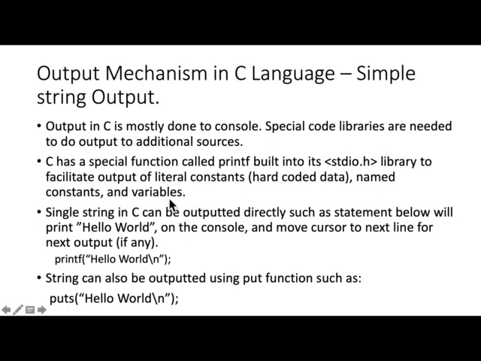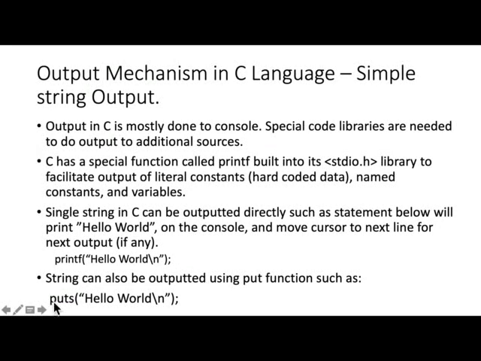of all kinds. So if you want to output a simple literal string in C, that could be outputted by a simple statement like this one. Let's say you want to print hello world onto the console and move the cursor to the next line for the next output, if any. Then you'll simply write printf, quotes, hello world, \n, and quotes closed. The meaning of this is: just print hello world, and if there is a next output, move the cursor to the next line. There is a function called puts that can also be used to output a string, but generally it's not used very often, but you can use it if you like.